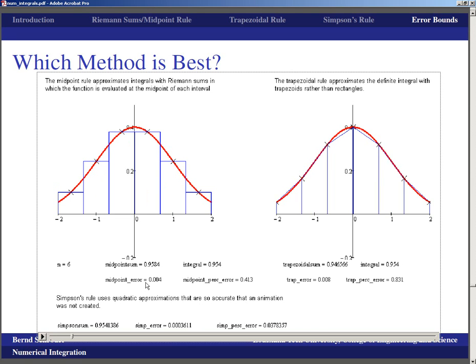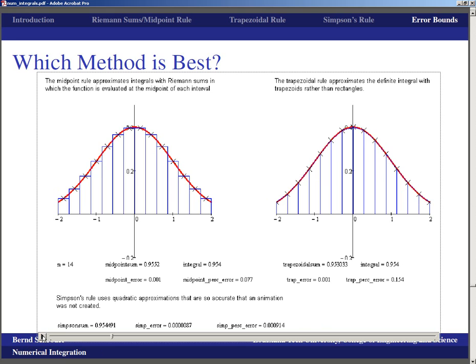We go with 6 rectangles or 6 partitions. Error in the midpoint rule is about half the error in the trapezoidal rule. The error in Simpson's rule is already 0.000. That's already only 10% of the error in the midpoint rule, right? And now you keep running that. Let's stop it right here at n equals 14. Simpson's rule has just an amazing error. The percentage error is way below 1%. Okay, the midpoint rule percentage error is also a good bit under 1%, but not by that much.